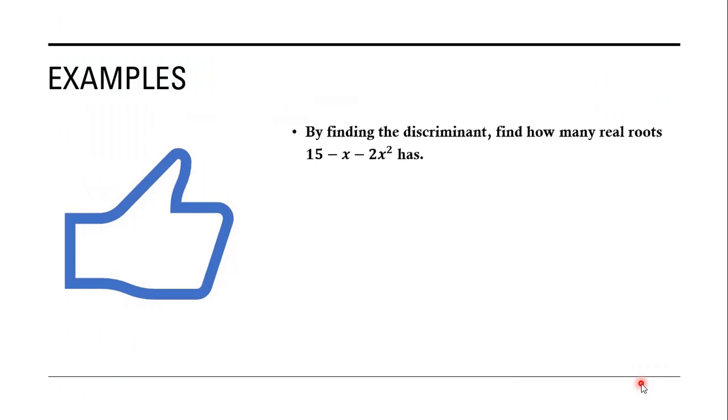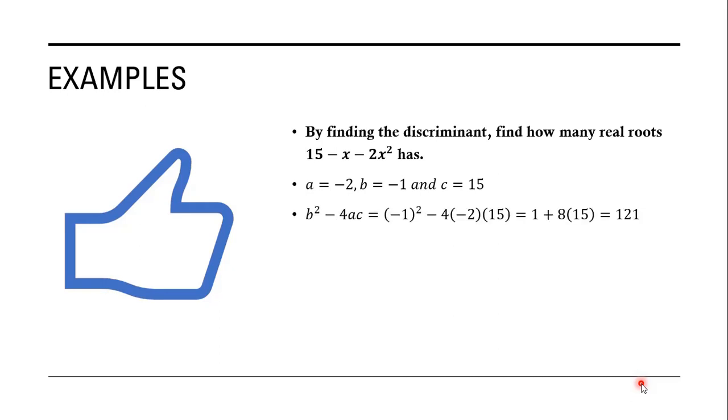So here's some more examples. So first one, by finding the discriminant, find how many real roots 15 minus x minus 2x squared has. So here a is minus 2, b equals minus 1, and c is equal to 15. b squared minus 4ac is therefore minus 1 squared minus 4 lots of minus 2 lots of 15, which is 1 plus 8 lots of 15, which is 121. So b squared minus 4ac is more than 0 in this case. And like we said in the last one, there are two distinct real roots. So that's what we have.